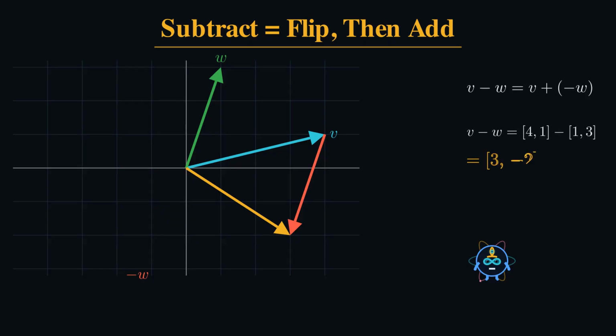The columns confirm it. 4 minus 1 is 3, 1 minus 3 is minus 2. And the picture to keep. That very same arrow is the trip from the tip of W to the tip of V. The difference points to the first one.